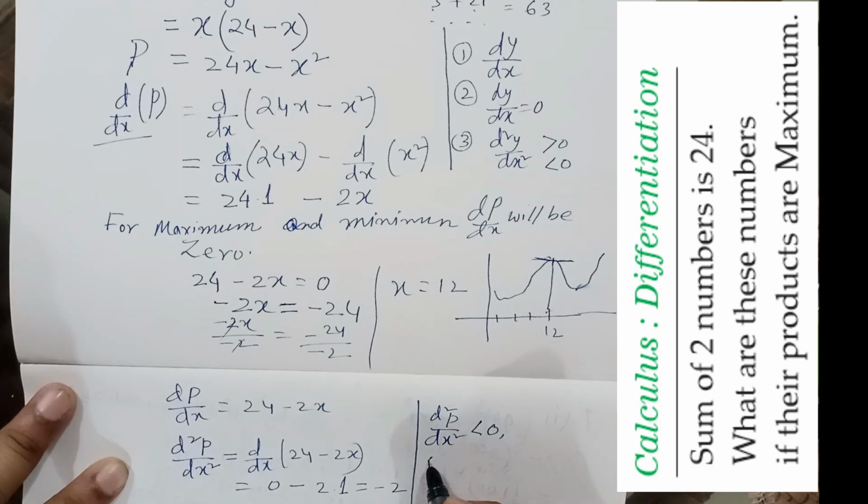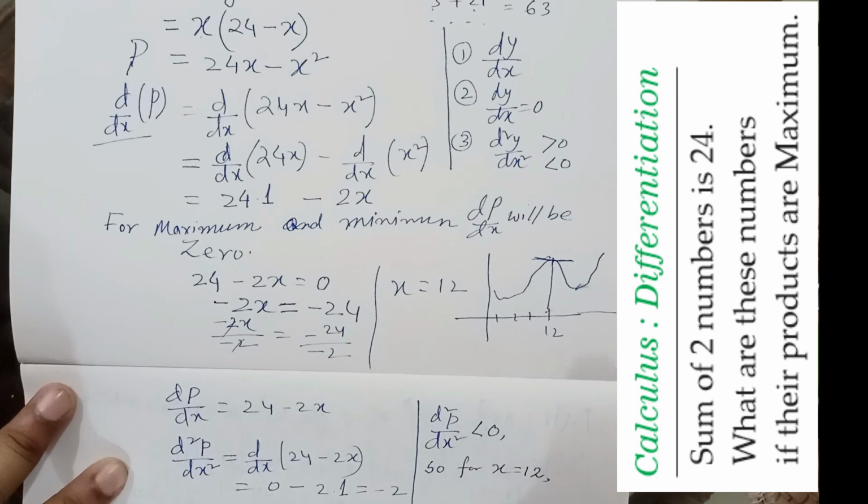Okay, so how to write that: for x equal to 12, P will be maximum. Why? Because d2P by dx square is less than 0.